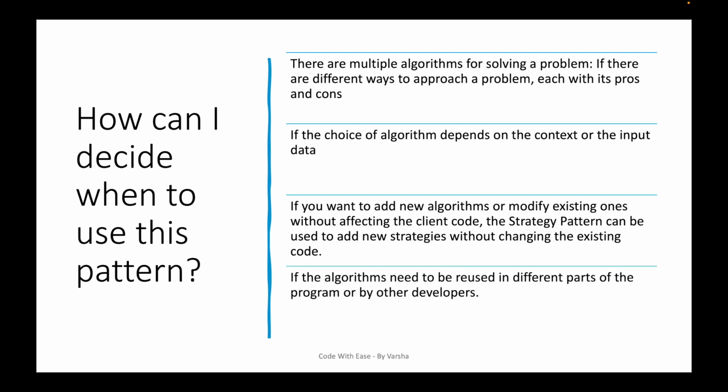Next is the algorithms if they need to be reused in different parts. So this, the fourth point, is mainly about if you want to use this rainy weather packing strategy tomorrow in some other parts of the application. Now you can simply call that concrete class, the rainy weather strategy class, and use it wherever you want. So these are some of the hints or indications that you have to keep in mind when you have to decide whether to use a strategy design pattern or not.